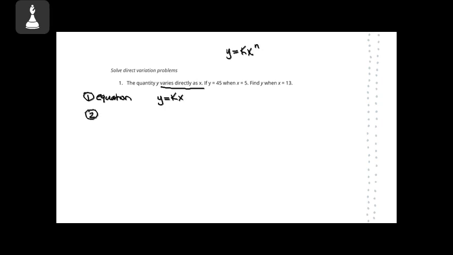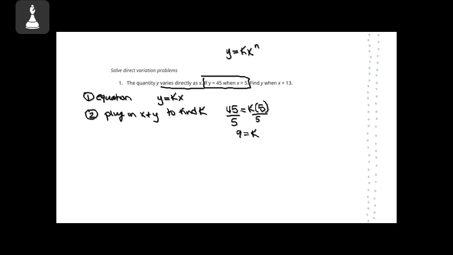Next, we're going to use our first pair of values to plug in for x and y to solve for k. So that means 45 equals k times 5. And if we want to get k by itself, we're going to divide by 5. So 9 is k. We're then going to put that into our form and actually get our equation for this relationship. So y is equal to 9 times x. That is the relationship for this pattern.